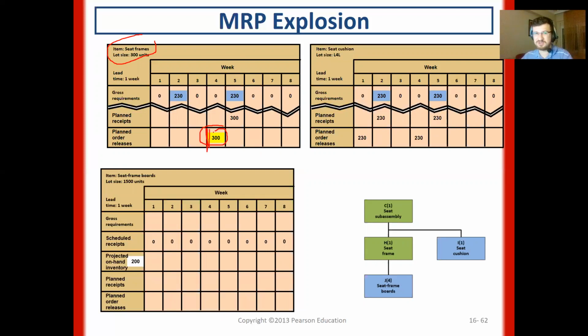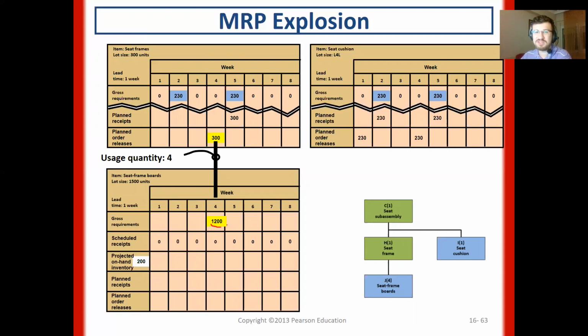So in order to make 300 seed frames, 1,200 seed frame boards should be available at the beginning of week 4. Why? Because of this parent-child relationship. No scheduled receipts, on-hand inventory is this one. This is the policy: FOQ policy, fixed order quantity policy, and lead time is 1 week.